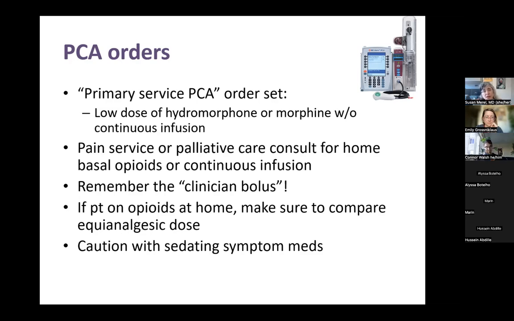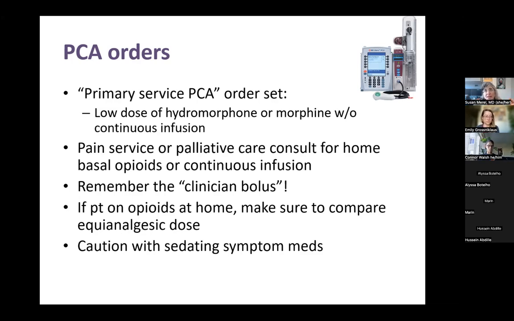If you are doing this, and I'm skipping around in the bullet points, if you are starting somebody on a primary service PCA who's been on opioids at home, just do the math to make sure that what they're able to get from pressing the button is going to be at least as much as they were getting at home. Otherwise, you're going to need to call pain service or palliative care for a higher dose PCA.